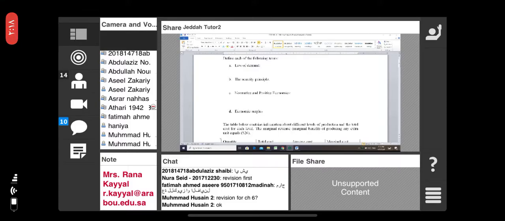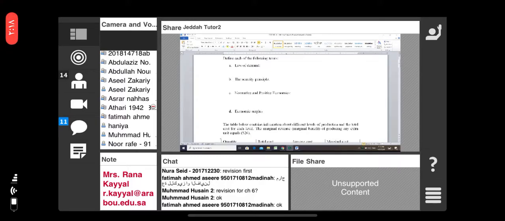Question number 1. Define each of the following terms. Law of demand. Of course we had it earlier, and before that we asked the same question. What do you mean by law of demand? What do I mean by demand?